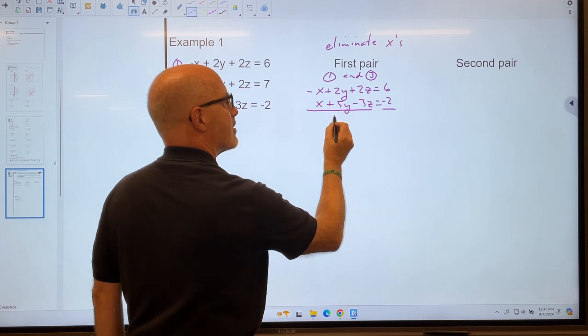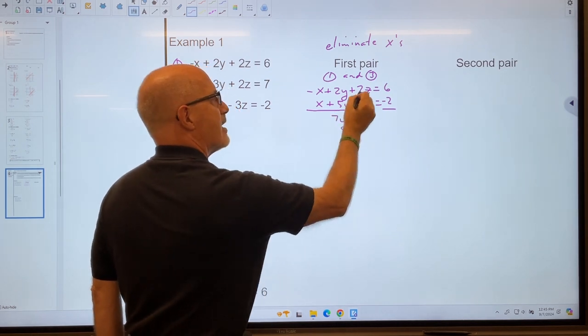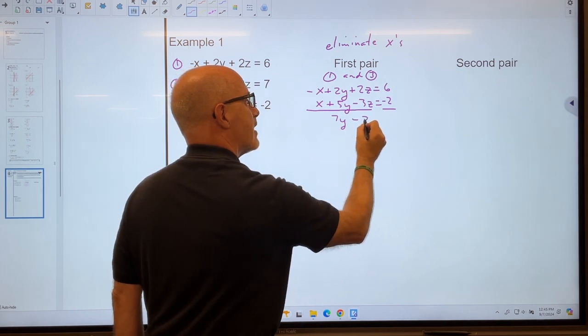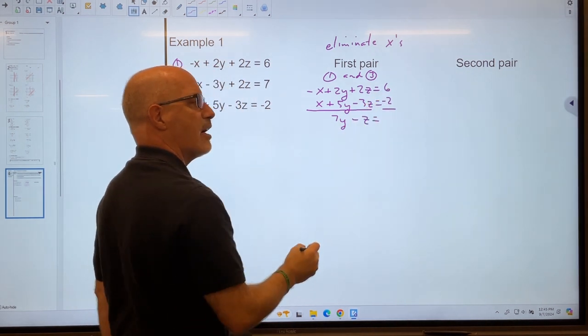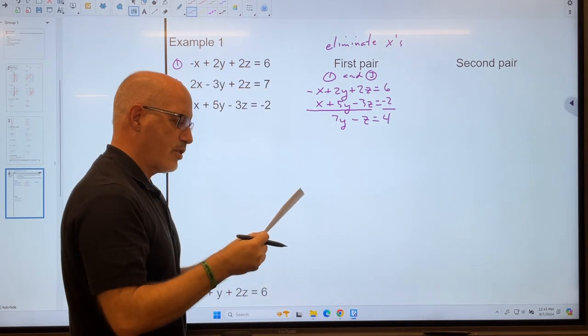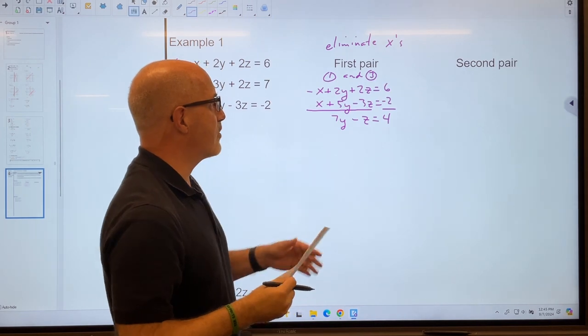So 2y plus 5y is 7y. 2z plus -3z is -1z. And then 6 plus -2 is equal to 4. So I've got my first equation by adding the first and the third.